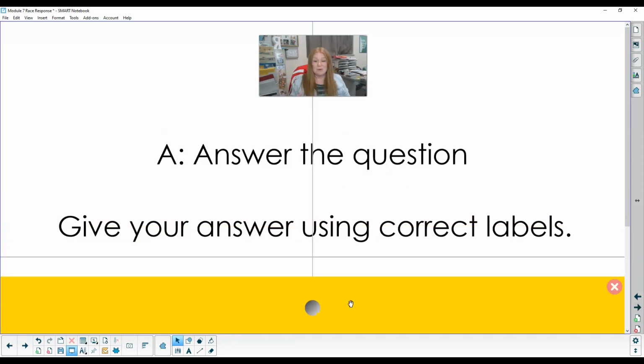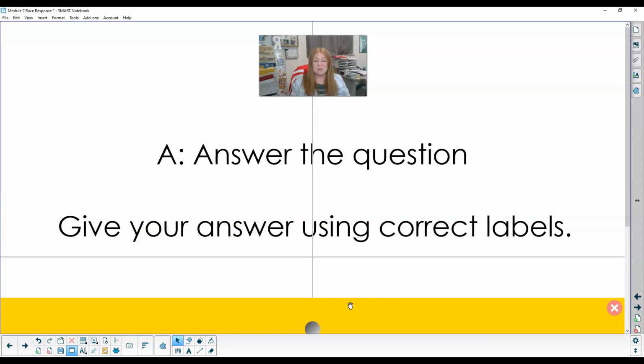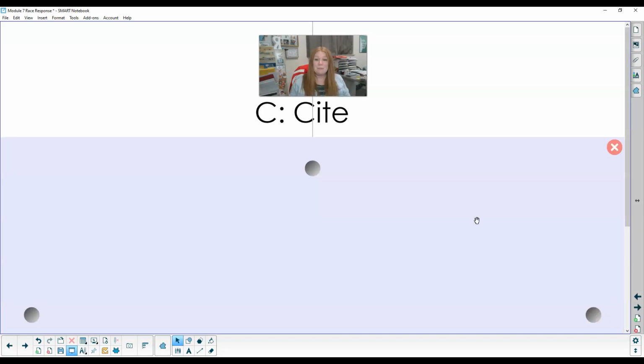So the A is to answer the question. So give your answer using the correct labels. I'm not just going to say 12 or whatever the answer is. I need to call them the Starbursts, the yellow ones. I need to make sure I'm very clear about what I'm giving my answer back. So I can restate the question and answer all in one sentence. There's one part, R and A.